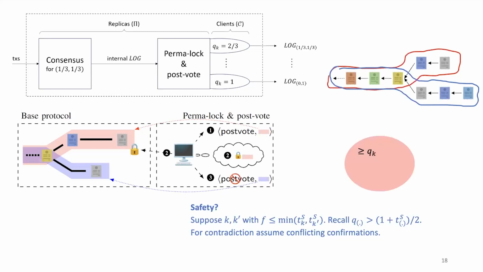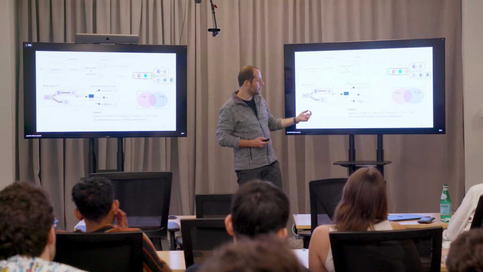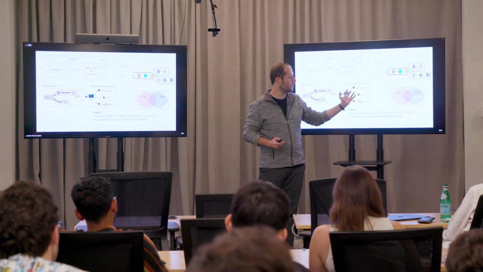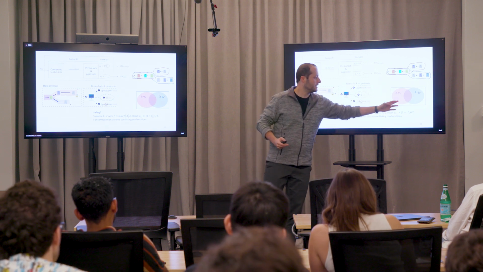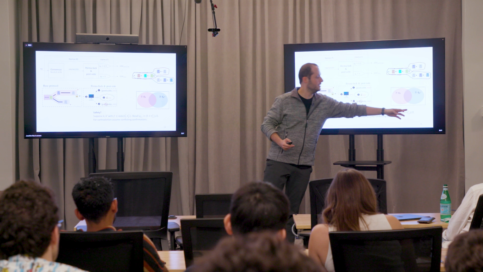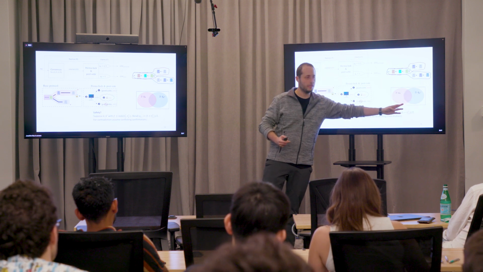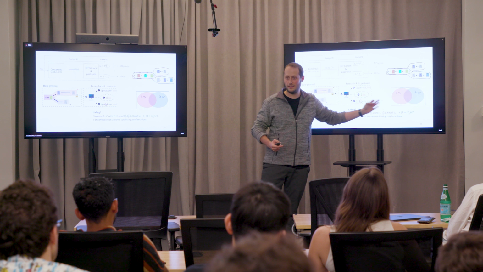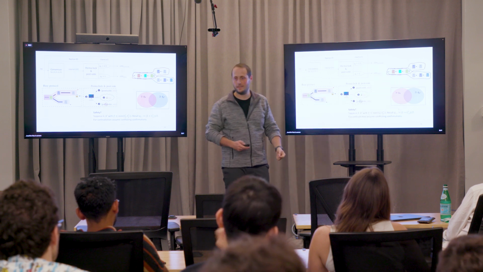Then what must have happened? The client who output the red chain has seen a certain number, q_k, of votes for that particular chain, or for longer chains. And at the same time, the client who outputs the blue log has seen a set q_k prime of votes for that blue log. Now, these are basically all the replicas that voted for red. These are all the replicas that voted for blue. But there are only so many replicas, this black rectangle here.